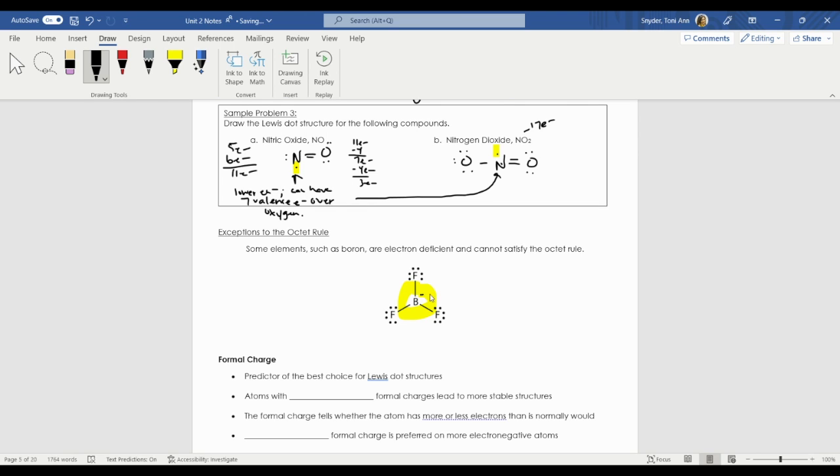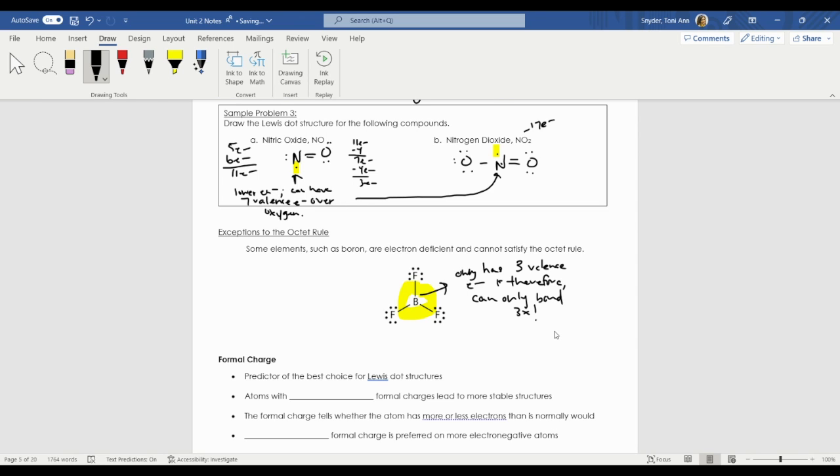Boron only has 3 valence electrons, and therefore can only bond 3 times. So you're going to see that sometimes elements don't necessarily follow the octet rule, not because they don't want to, but because they can't. Boron can only bond 3 times, so it's never going to want 4 bonds to it, or to have lone pairs on top of bonds to satisfy the octet rule.